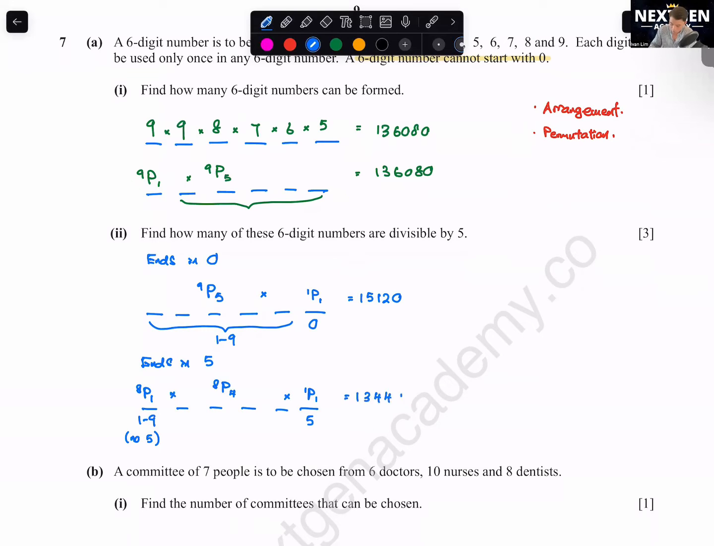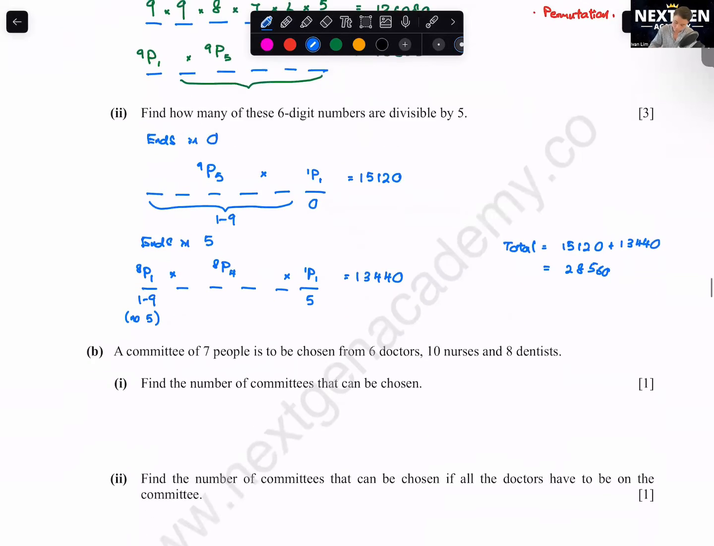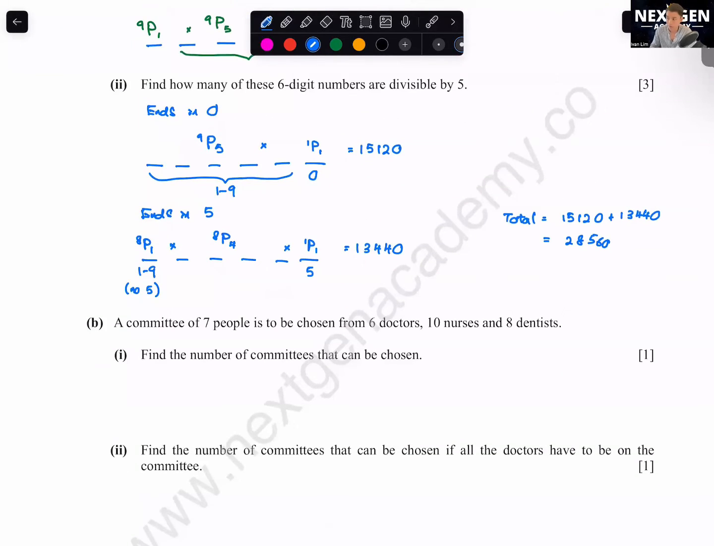Here I get 13,440. Total 15,120 plus 13,440, you'll get 28,560. 3-mark question.